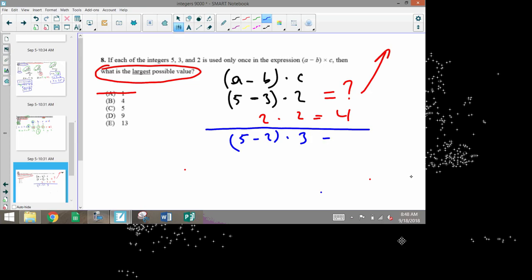So let's see. 5 minus 2 is equal to 3. 3 times 3 is equal to 9. So that means the previous answer definitely is not correct. It could be 9 or 13 because 13 is greater. Can I get 13? Let's try. Do we have another opinion? 5, 3, 2, 5, 2, 3.